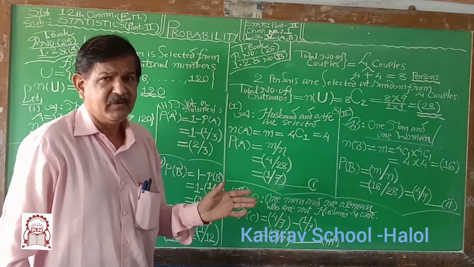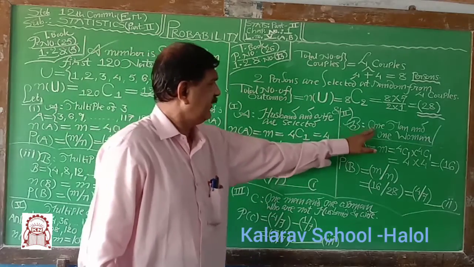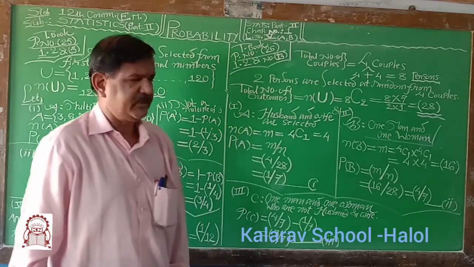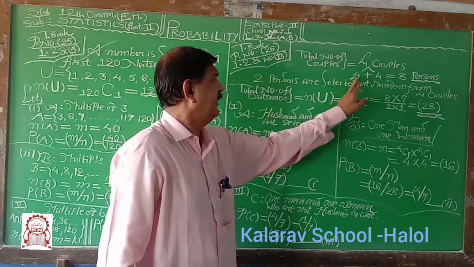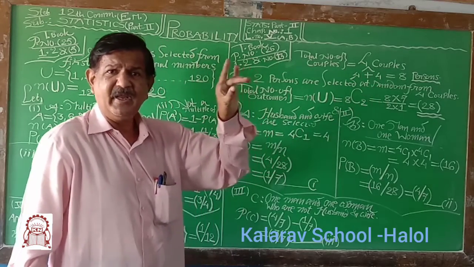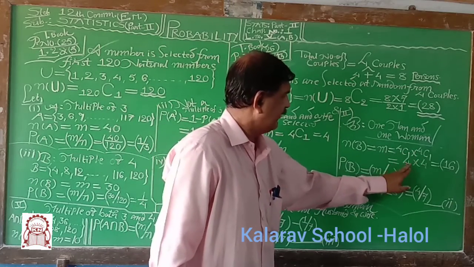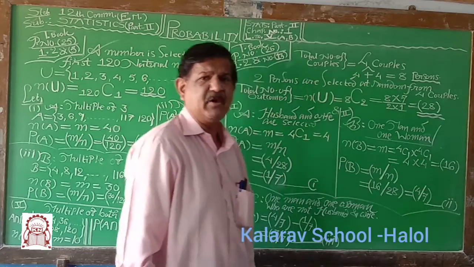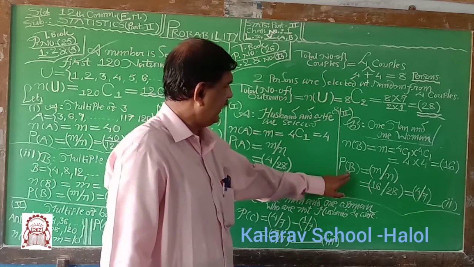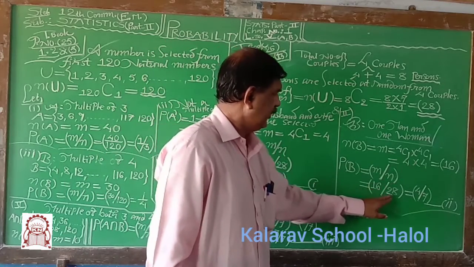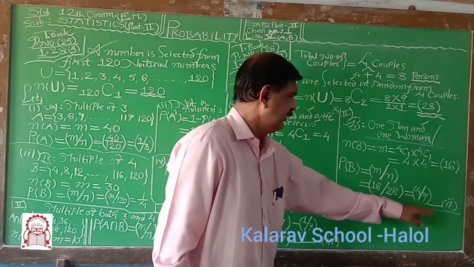It is not specified whether they are husband and wife or not. Event B: 1 man and 1 woman is selected. There are 4 men and 4 women, 4 male and 4 female. 1 male and 1 female is selected, meaning 4C1 multiplied by 4C1. Favorable outcomes are 4 into 4, 16 outcomes. Therefore, probability of B is n by n, 16 upon 28, which is 4 by 7, since 4 fours are 16 and 4 sevens are 28. So 4 by 7 is answer number 2.